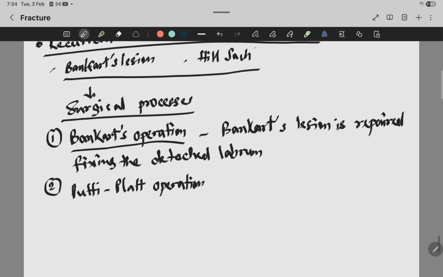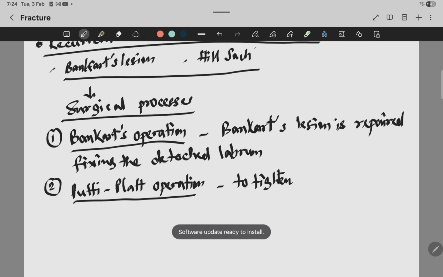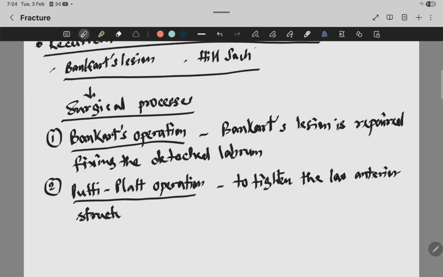The principle of this operation is to tighten the lax anterior structures by bracing the joint capsule and subscapularis muscle.